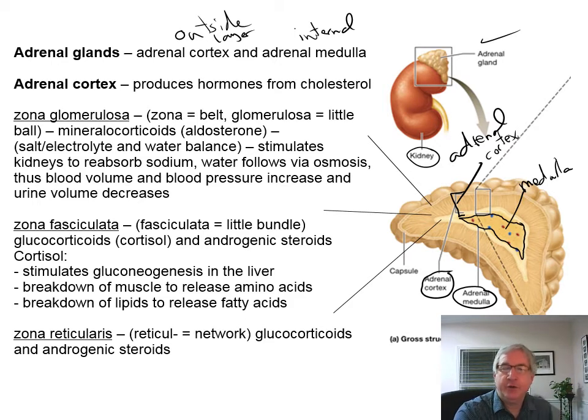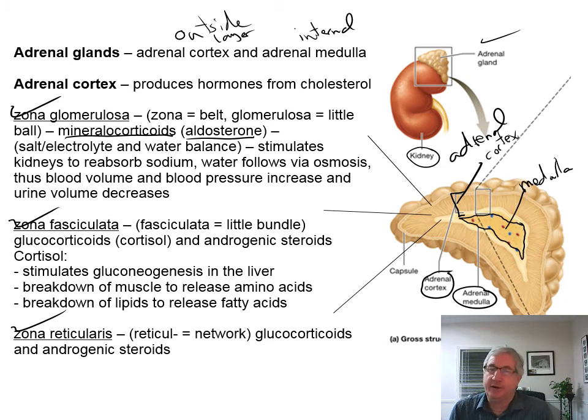Okay, so the adrenal cortex is divided into three parts. We have the zona glomerulosa, the zona fasciculata, and the zona reticularis. So how do you remember these things? Well, let me point out what these are first. The adrenal cortex is the place where you make hormones from cholesterol. In the zona glomerulosa, you make mineralocorticoids like aldosterone. That's important for salt, electrolyte, and water balance.